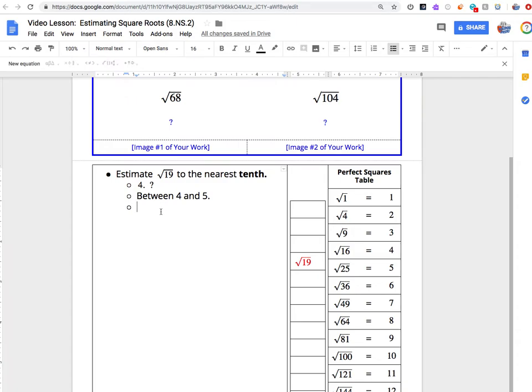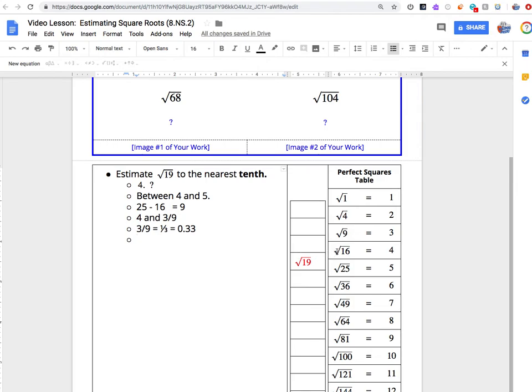Well, from 25 down to 16, there's a difference of 9 units. So in other words, when I go from 4 to 5, I travel by 9 units on the square root number line. And I also know that 19 is 3 units above 16. So I could say, for 19, we are 3/9 of the way from 16 to 25. I also know that 3/9 is equal to 1/3, and as a decimal, 1/3 is equal to 0.33.